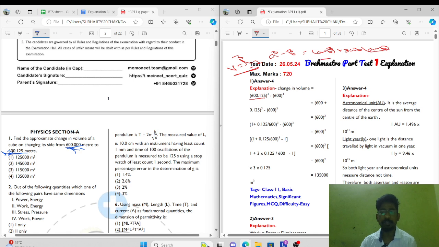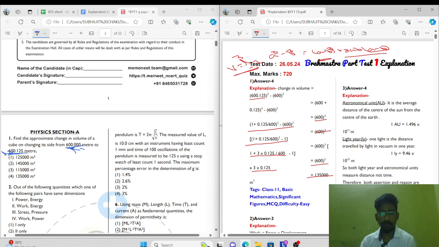So if you follow this format and solve this, the 600 cube, I think you will get the final result. The final result is 600 square into 3 into 0.125, and if you calculate this, you will get the answer 135,000, that is 1,35,000 meter cube. That is the change. If you solve by putting values in this formula, you will get it. This is a simple numerical using basic mathematics. If you have the idea of basic mathematics, you will get the answer.